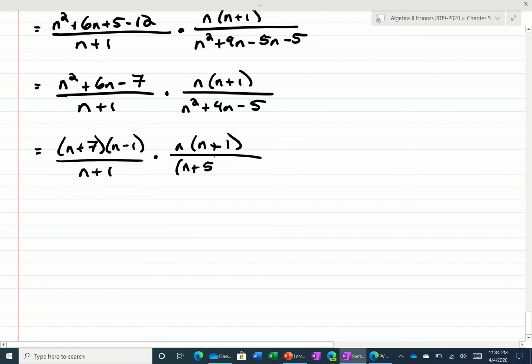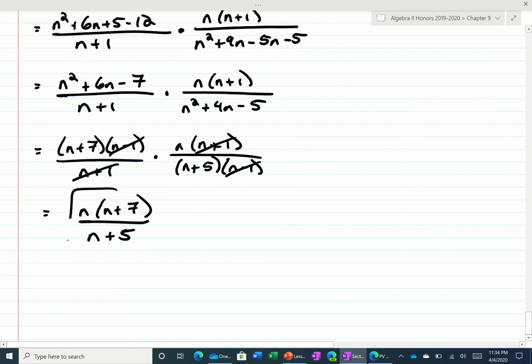N plus 5 times n minus 1. So the n plus 1s would cancel, the n minus 1s would cancel, and we're just left with n times n plus 7 divided by n plus 5. That would be the answer.